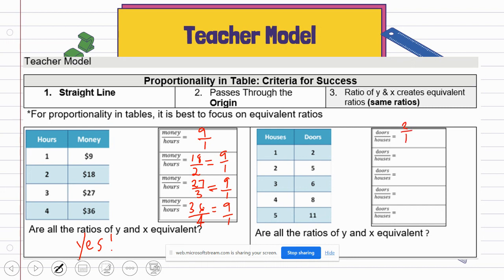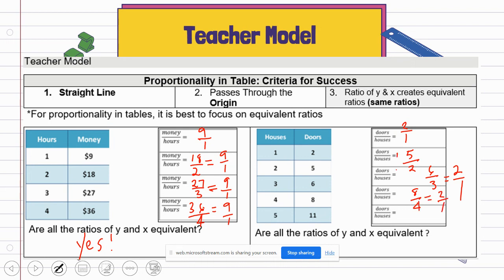The ratio is 2 to 1 for the first row. Then we have 5 over 2 for the second row. If I were to simplify that, I would not get 2 over 1. However, 6 over 3 would give me 2 over 1. If I were to simplify 8 over 4, I would also get 2 over 1.